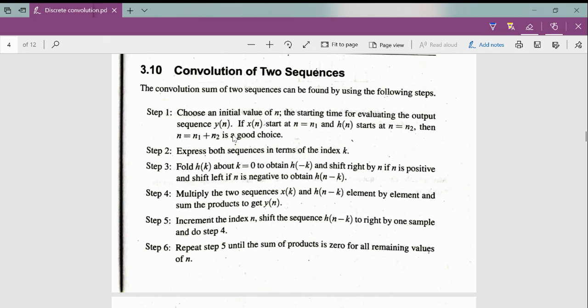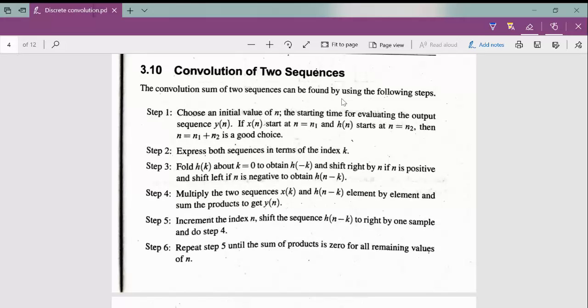Hi students. In this session, we are going to discuss how we can perform the convolution of two discrete sequences. We have two signals, x of n and h of n. h of n will be the system impulse response. Since this is discrete, we will be given discrete values for x of n and h of n. We are going to convolve these two sequences.